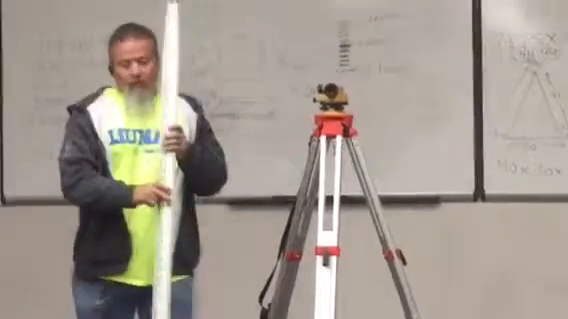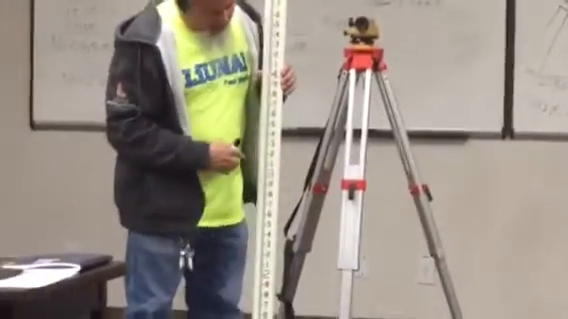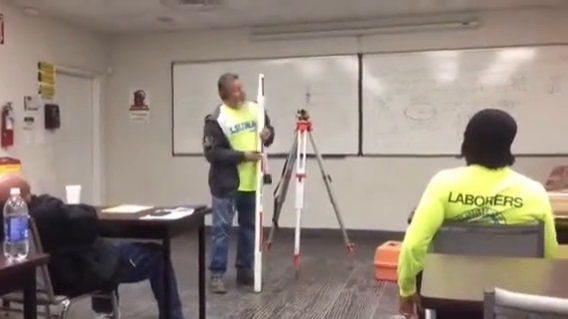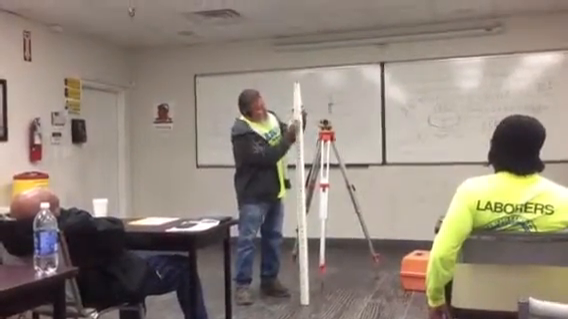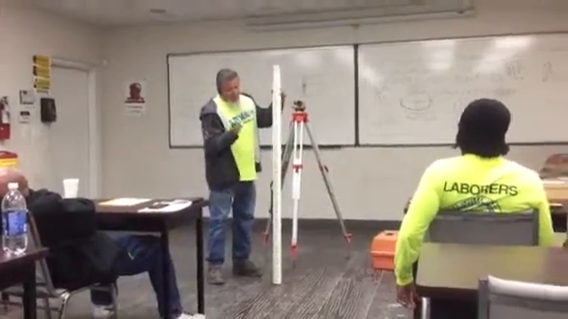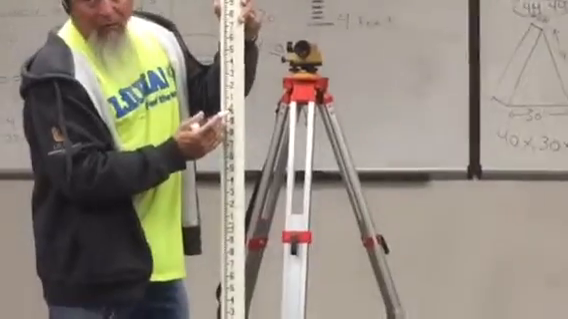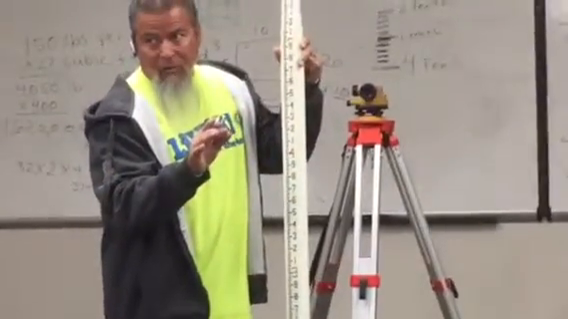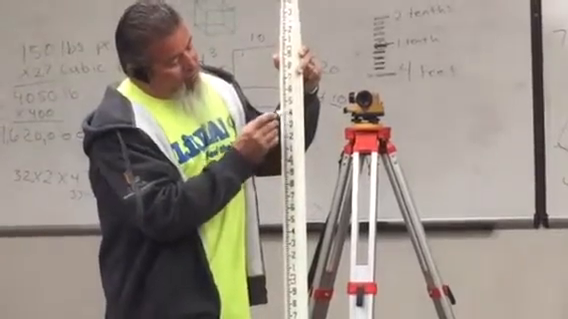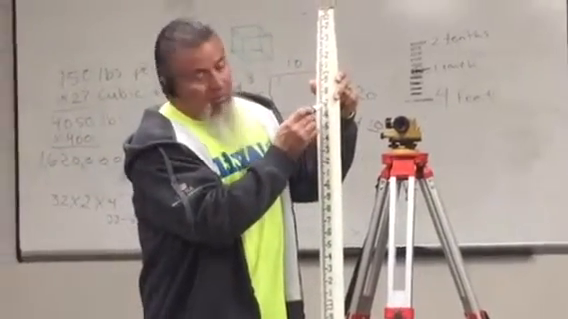Okay, so if I'm looking through this, and say my crosshairs end up right here, for instance. Check this out. You got 4 feet. That's a given right there. You're at 4 feet. 1, 2, 3, 4, 5, 6, 7 tenths. 7 tenths, yeah.